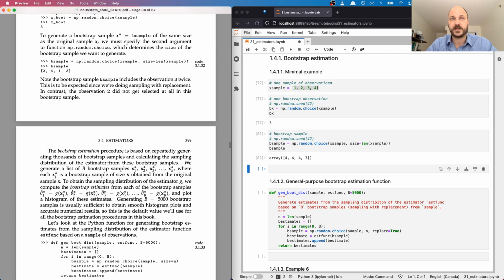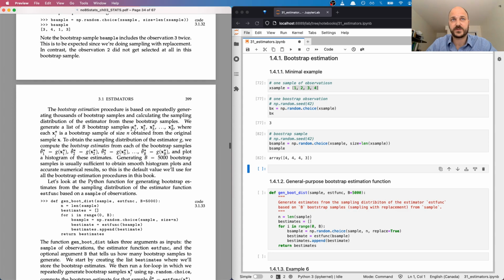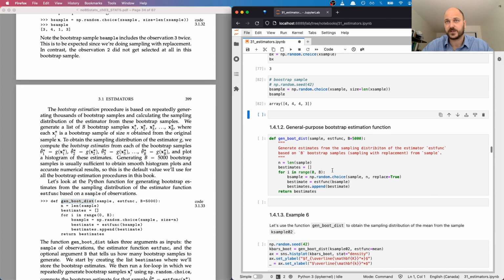Why are we doing that? Right, so here's the thing: the true sampling distribution requires thousands of samples from the true distribution. We don't have the true distribution, but we can approximate that using this function. This is the generate bootstrap distribution function. Let's look at it here.